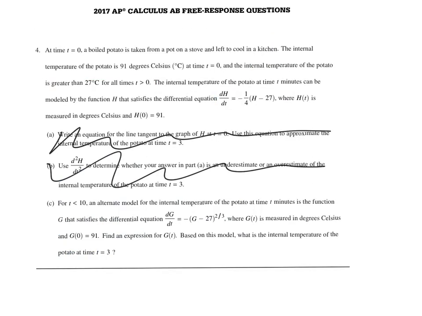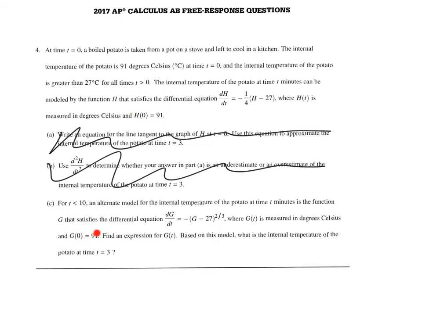All right, part C now. It says, for t greater than 10, an alternate model for the internal temperature of the potato at time t minutes is the function G, okay? And that function satisfies this differential equation. So we got a new differential equation we're going to look at, where G of t is measured in degrees Celsius, and G of 0 is still 91. Okay, so they have the same starting point.